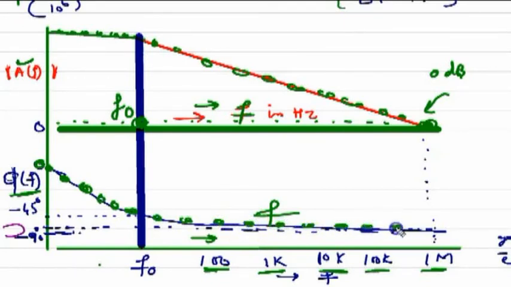Further increasing, there is a very, very small change, but the phase angle never touches minus 90 degree. It remains close to minus 90 at the high frequencies. So with frequency increasing 100, 1K, 10K, 100K, 1M, the phase shows only a small change.